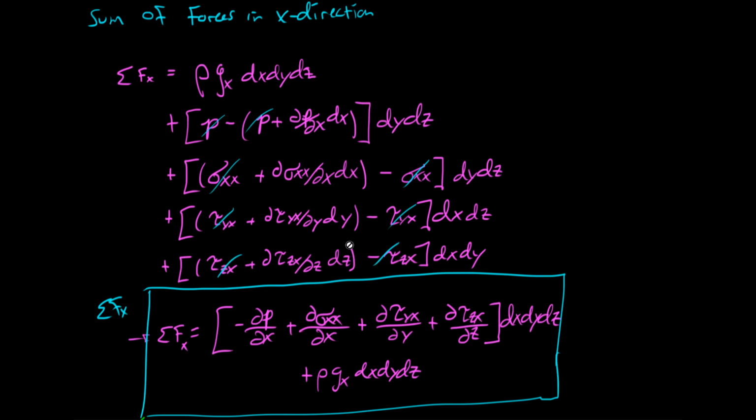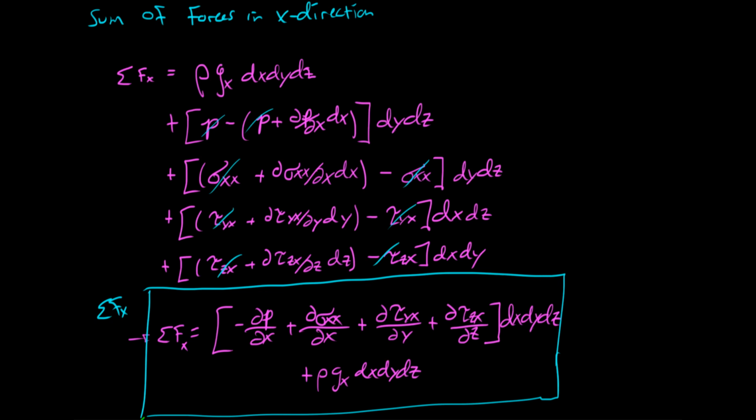Kind of like with the mass, the values themselves cancel out, plus P minus P, plus sigma XX minus sigma XX, and so on. And so what we're left with are just the derivatives. And conveniently, here's dx dy dz, this has dx dy dz, this has dx dy dz, dx dy dz. And so we can write all these derivatives and multiply them by the volume at the end. And don't forget the body force, which is here.